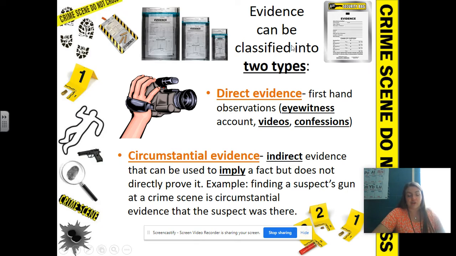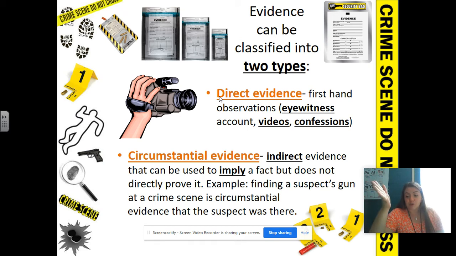So first off, every time you get a piece of evidence, you're going to first classify it as either being direct or circumstantial evidence. So a direct piece of evidence means that it's first hand. So not second hand, not they heard about it, no, first hand. They saw it with their eyeballs, okay? So that would be like an eyewitness account. I saw that man shoot that man, saw it, okay? So an eyewitness account is direct evidence.